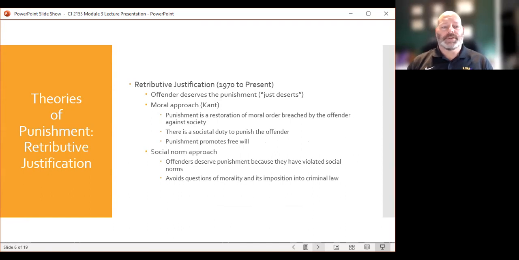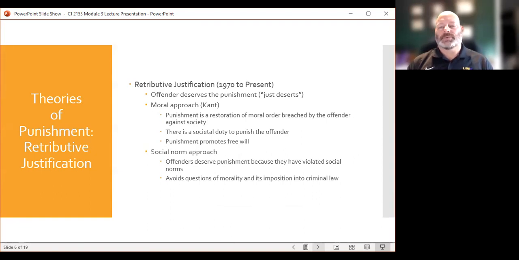The second theory is the retributive justification. And this came about in the 1970s and is still ongoing today. The offender deserves the punishment that they receive. They are getting their just deserts. The moral approach to this justification comes from Immanuel Kant, that punishment is a restoration of moral order that's been breached by the offender against society.